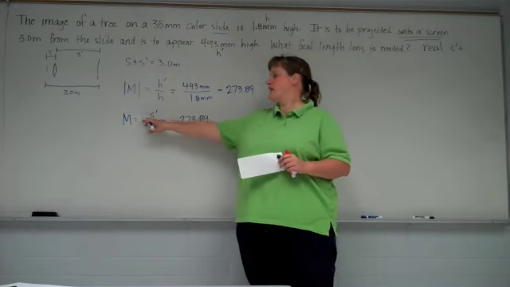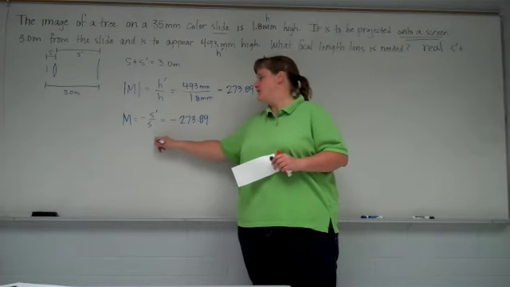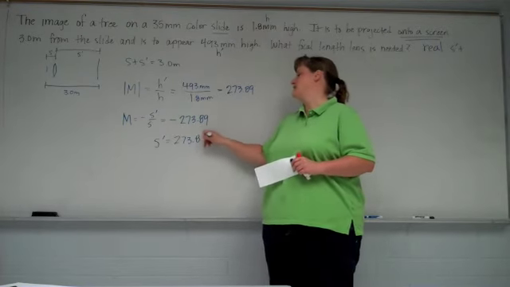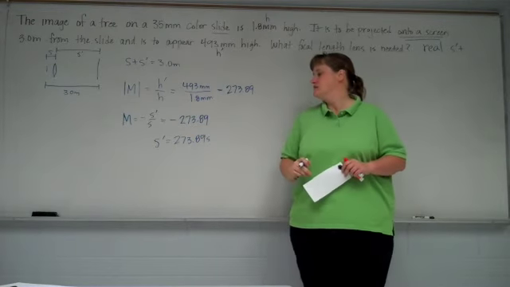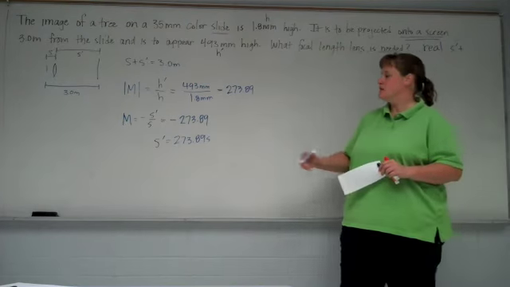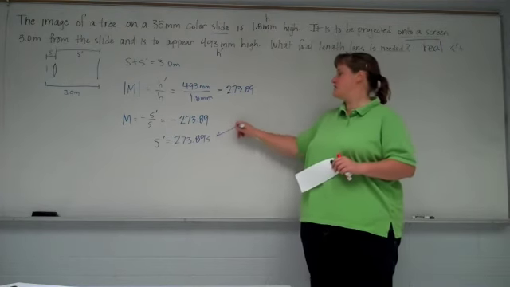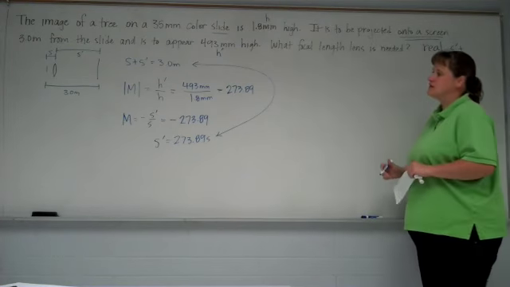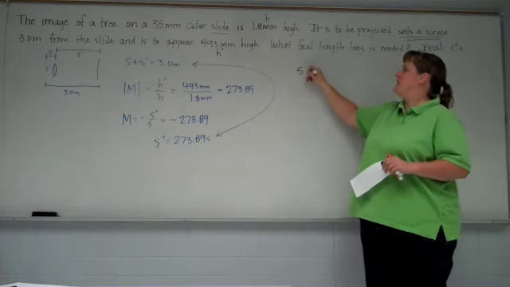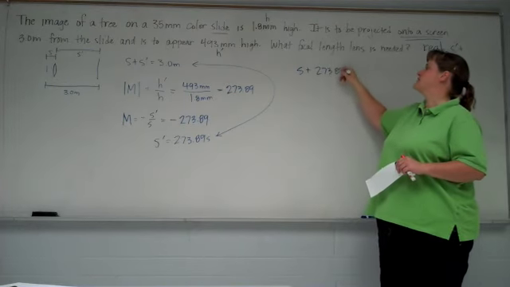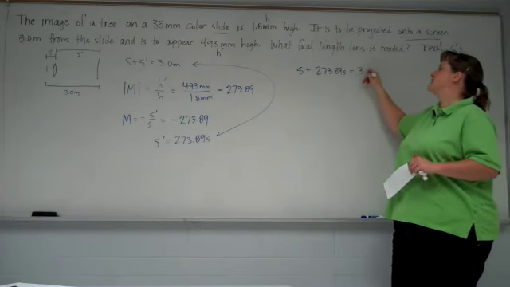The negative signs will cancel, and we find that S prime is 273.89 times S. So S prime is a lot bigger than S is. Well, we can use this equation in conjunction with this equation. S plus S prime, being 273.89S, has to equal 3 meters.